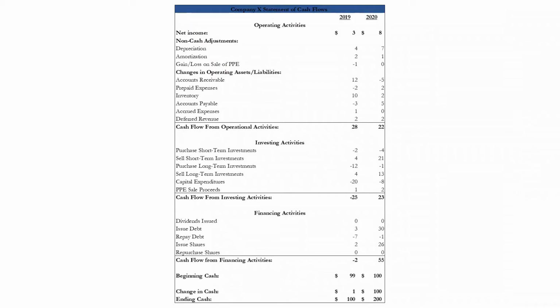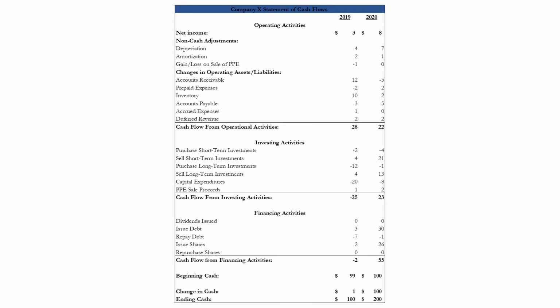All right, so this is our last statement, company X's statement of cash flows. It looks much longer and much more complicated, and that's just to reflect that it is a little more complicated, but it also just has more accounts that really mean something on here.